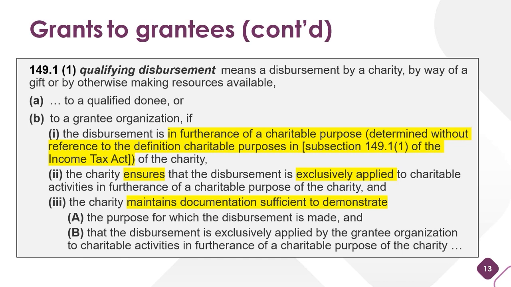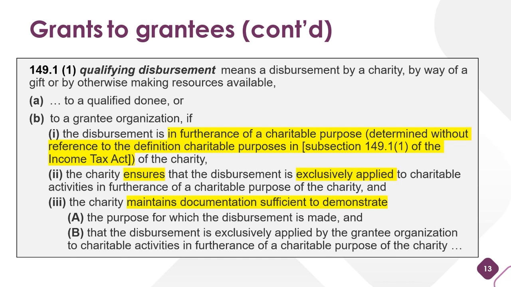Recall that a grantee organization is a type of non-qualified donee. And recall too that at the CRA, we call this a grant to a grantee. We recognize that many in this sector already use the term grant to refer to gifts to qualified donees. You'll see a note about this in the definition of grant in the guidance. But what we're talking about here are rules that are specific to when a charity wants to make a qualifying disbursement to a grantee organization as defined in the Income Tax Act.